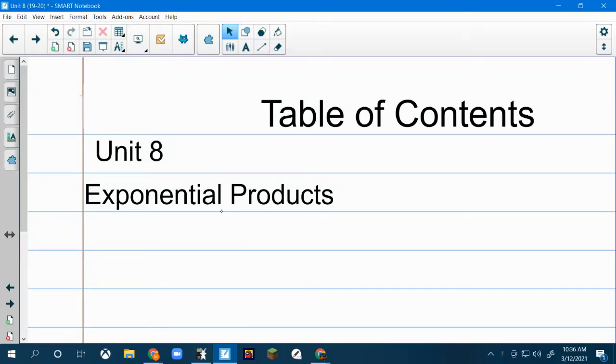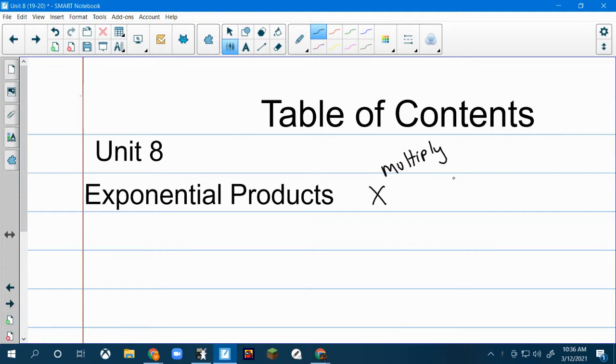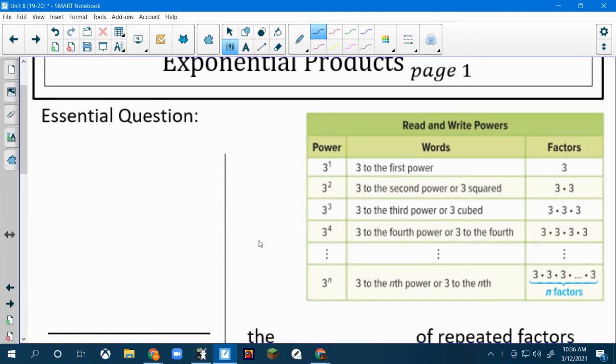Welcome back to school. Unit 8 is all about exponent rules and scientific notation. Our first one is going to be on exponential products. Exponential products means that we are working with multiplication. Okay, remember, when you say a product, you are multiplying. Let's get into this lesson.